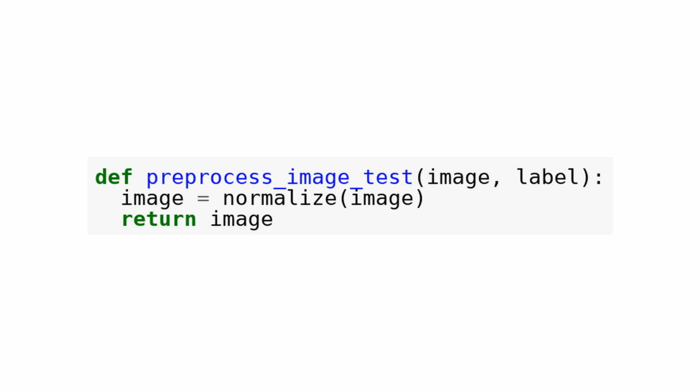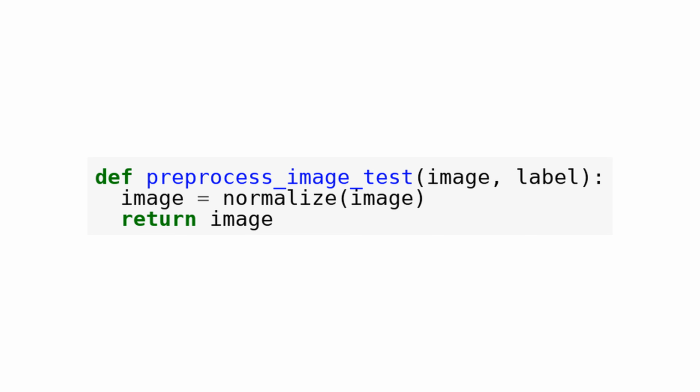In this section, we define a simple pre-processing function called preprocess_image_test. This function takes an image and its corresponding label as inputs. Inside the function, the primary operation is to normalize the image, which typically involves adjusting pixel values to a standard range, often between 0 and 1, to facilitate better model performance during testing.